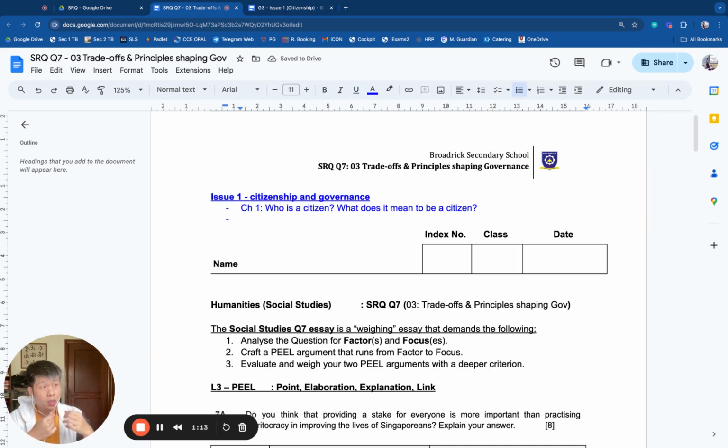For example, having documents such as NRIC or your birth certificate that prove that you were someone that belonged to the country, and that is called the legal status. And for example, having a sense of belonging to the country, identifying with the country, feeling that your practices, behaviors, customs, and beliefs align with that of the other people in that country, and that was a national identity.